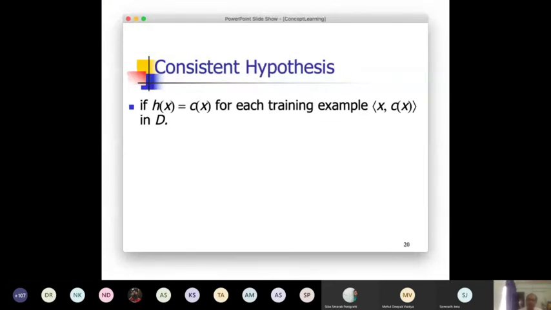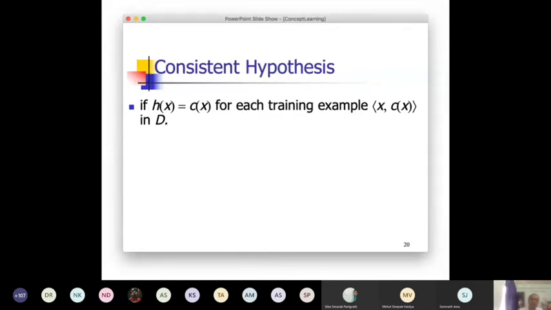A hypothesis is consistent if it satisfies all the positive training examples, and all negative training examples should not satisfy it. That is what is consistent. That means h(x) equals c(x) for each training example. Whether c(x) is positive or negative, that means 1 or 0, all values should be satisfied by the hypothesis.